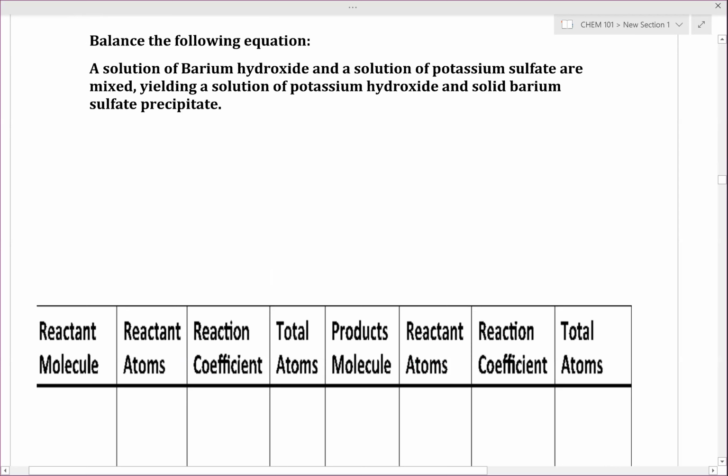Yes, you want the simplest ratio. So I would just divide all of them by 3. Yep. Okay. But you're on the right track. The logic is good. You just want to make sure the ratio of coefficients is as small as possible. Okay.